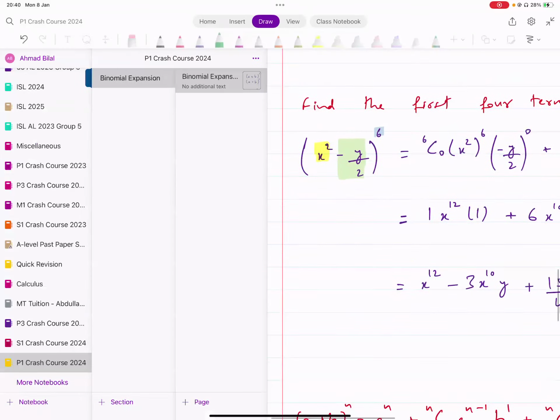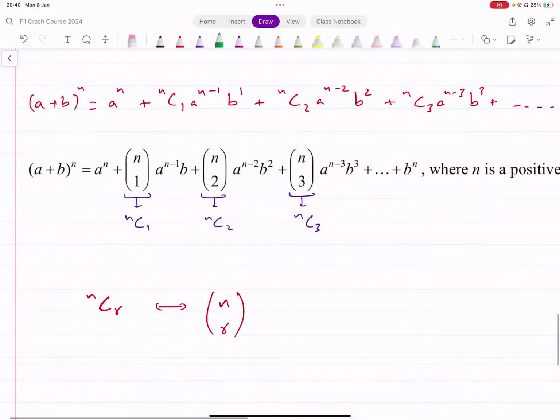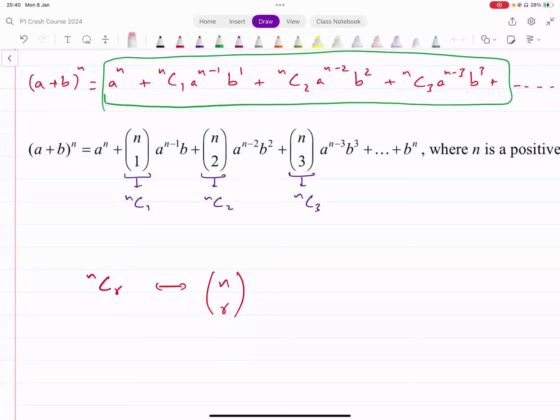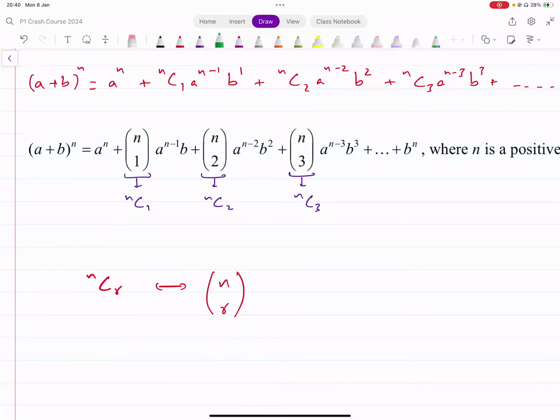Then we also talked about the form that is given in the formula sheet. This is how the formula is given in the formula sheet. There's a slight difference from the notations that we have used here. In the formula sheet, they write these column vectors like this: n1, n2, n3. This is actually just another way of writing nC1, nC2, nC3. The rest of it is exactly the same.